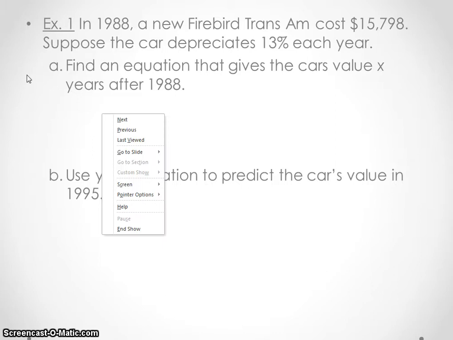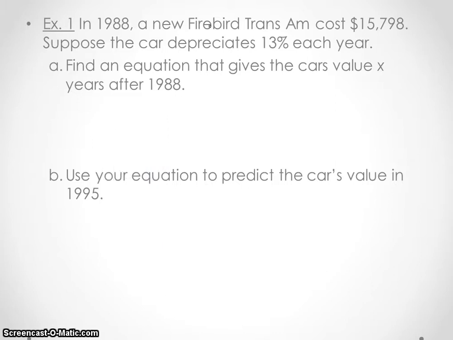Example 1 says in 1988 a new Firebird Trans Am costs $15,798. Not a bad gig. Suppose the car depreciates 13% each year.